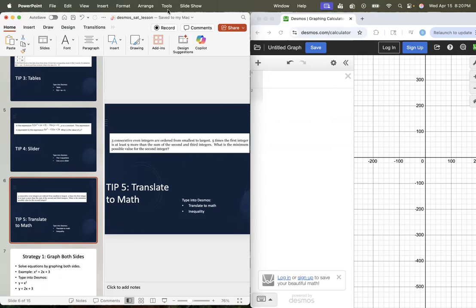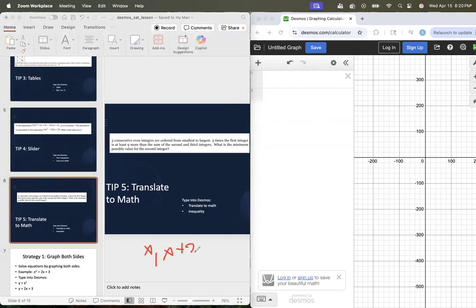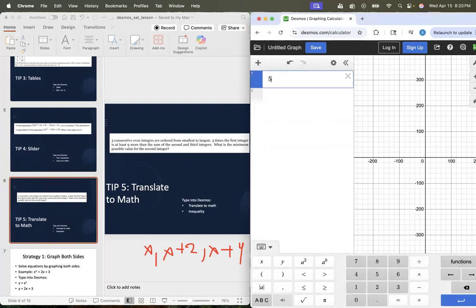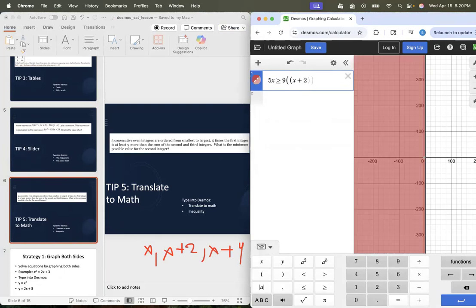First of all, you know that there are 3 integers. So the next one will be x plus 2 because they are even. The next one will be x plus 4, right? But then translate. They're telling you what? 5x, that's the initial integer, is greater than or equal to, more. 5 times the first integer is at least 9 more, so 9, right, greater than the sum of the second, x plus 2, plus x plus 4. You close the bracket.